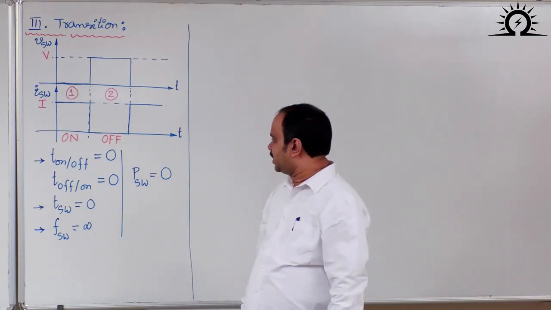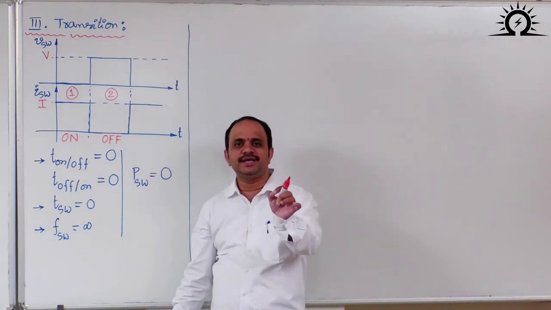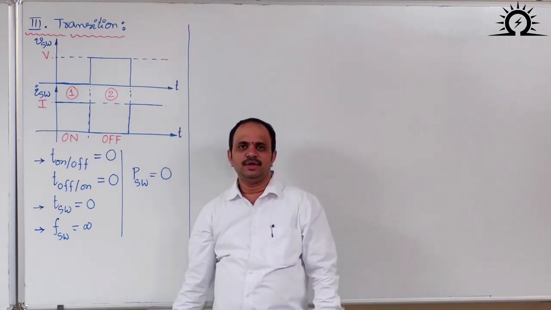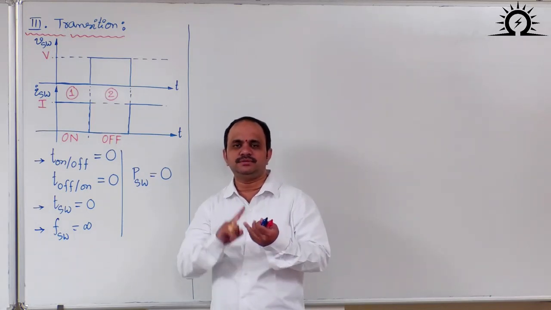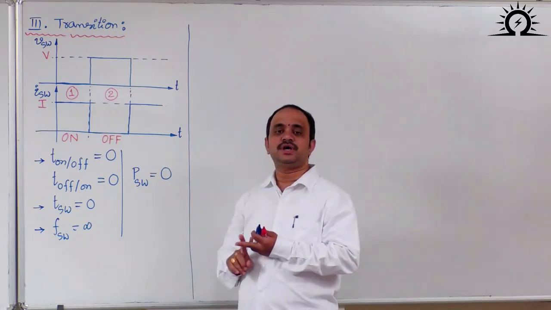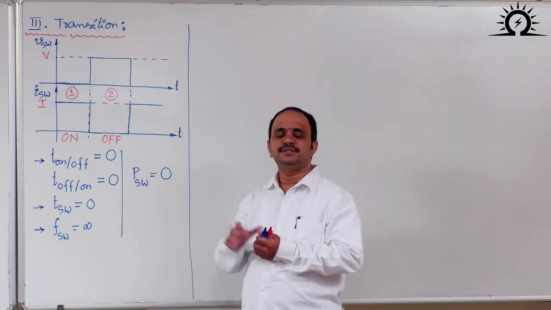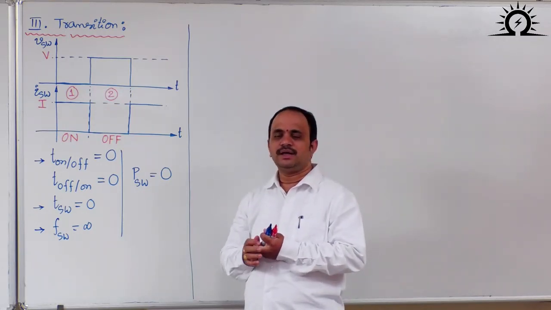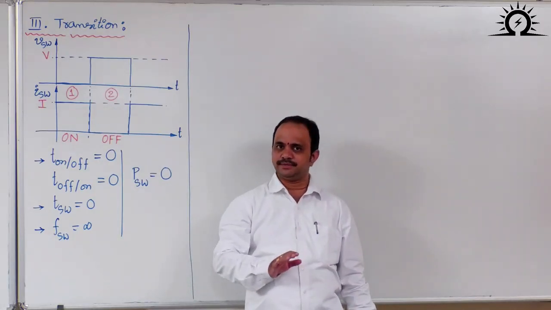Remember carefully, when power electronic semiconductor device is operating as a switch, majorly it involves 3 losses. One is conduction loss, another is blocking loss, third one is transition loss. Transition loss is also called switching power loss. Under ideal conditions, these 3 loss components are 0, okay.